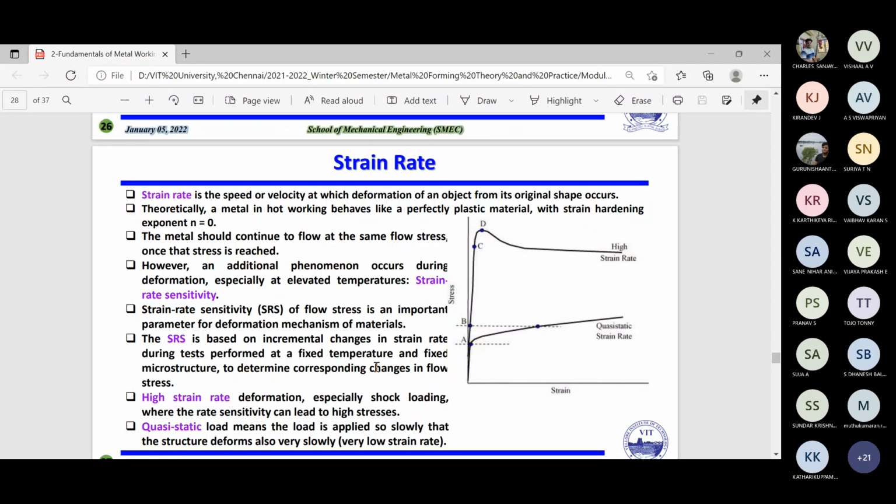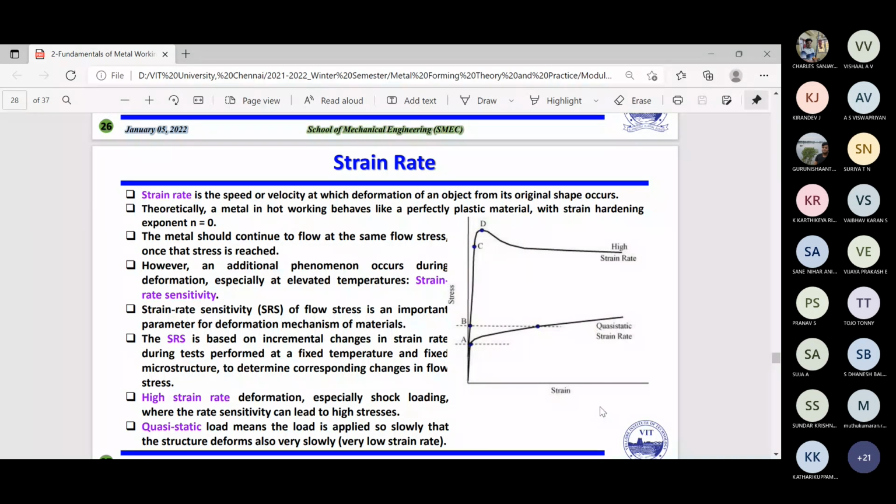Because this is my aim or my goal, all the optimal parameters you have to fix somewhere to determine the corresponding changes in flow stress. So whenever my aim is the changes in flow stress, then with respect to that, you have to fix the temperature. Let's say you are taking 200 or 500 or 1000, whatever you are taking, you have to fix it somewhere. And also the morphology or the microstructure of the sample, that also you have to consider.